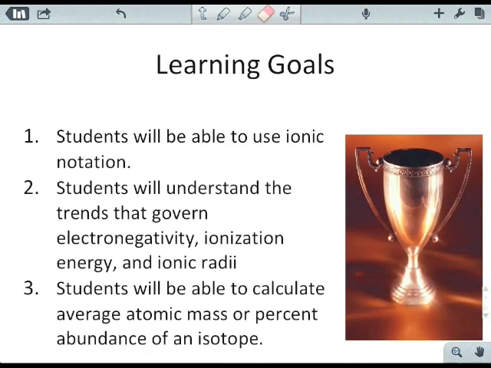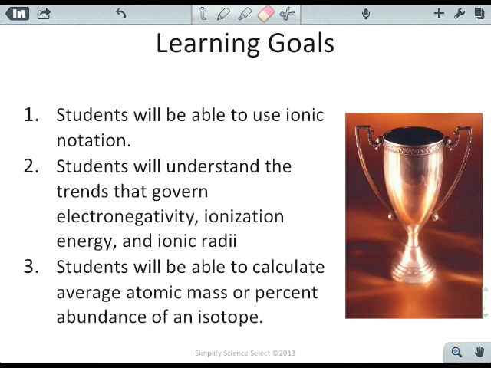What we're hoping to accomplish by the end of this lecture is, the first thing, students will be able to use ionic notation. We'll be able to write it in its form. The second thing, students will understand the trends that govern electronegativity, ionization energy, and ionic radii. When we're looking at those things, we want to be able to look at a periodic table and know what's going to have a higher electronegativity, a lower electronegativity. Same thing with ionization energy, and same thing with atomic radii.